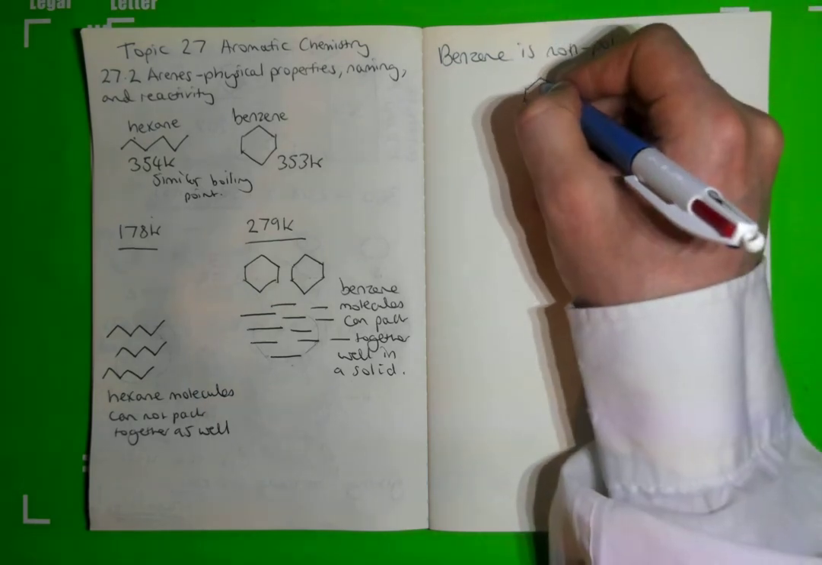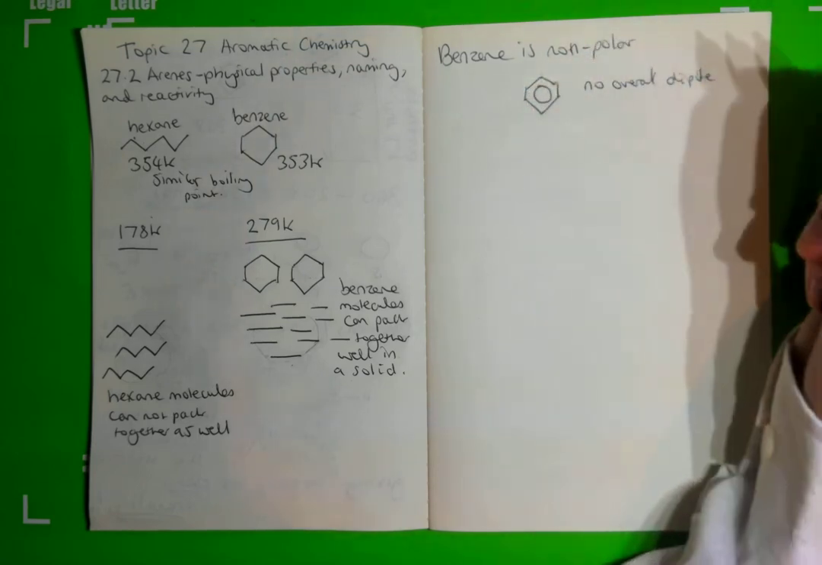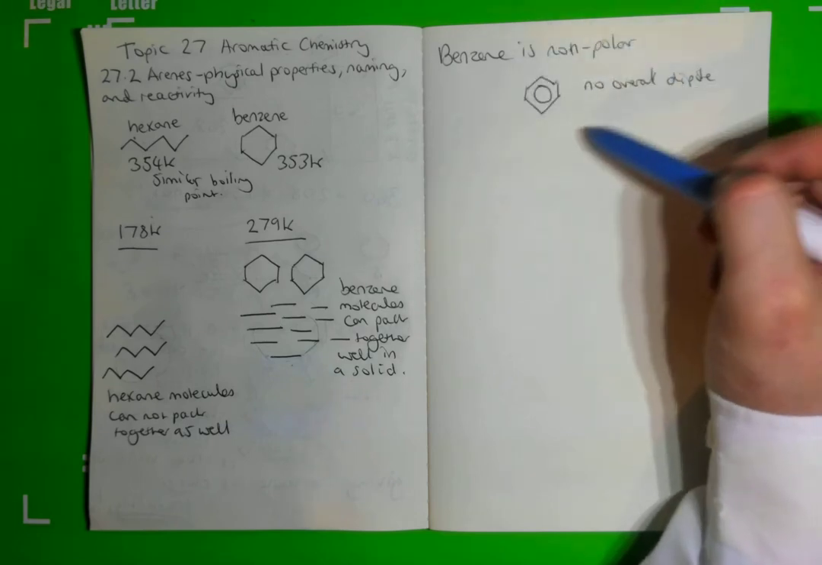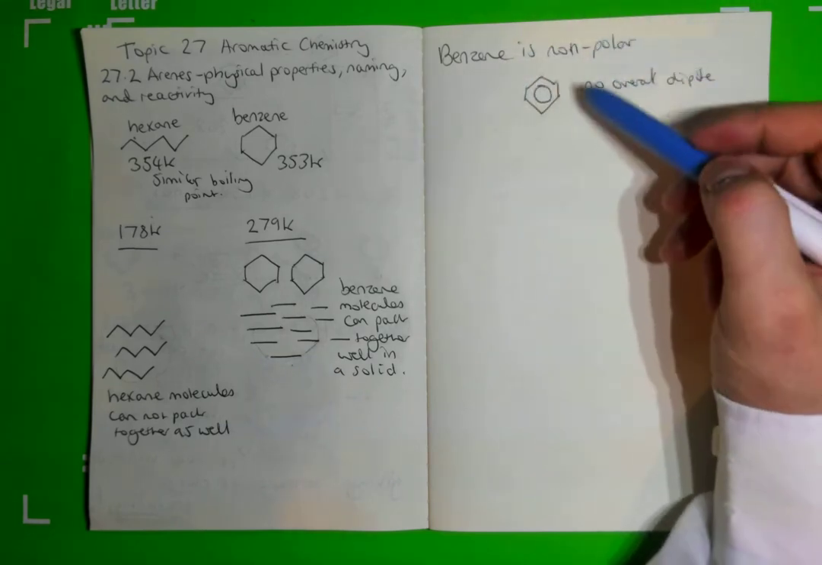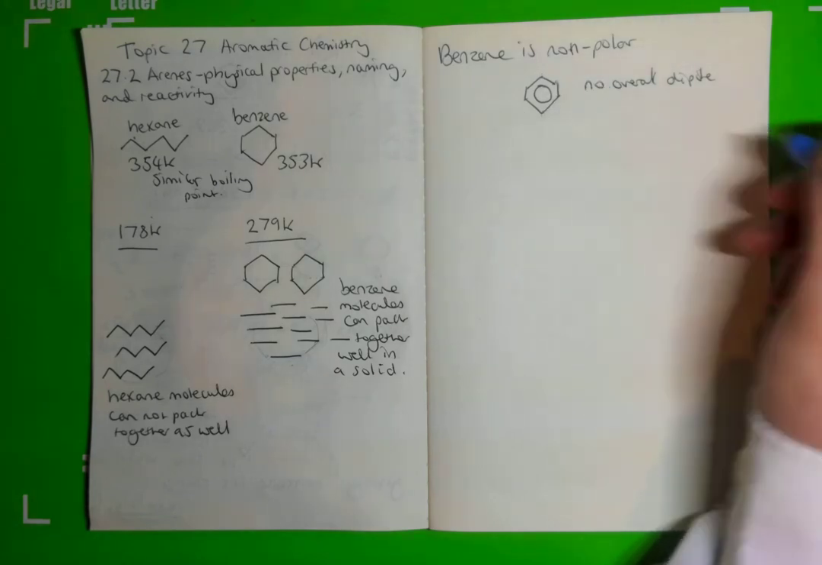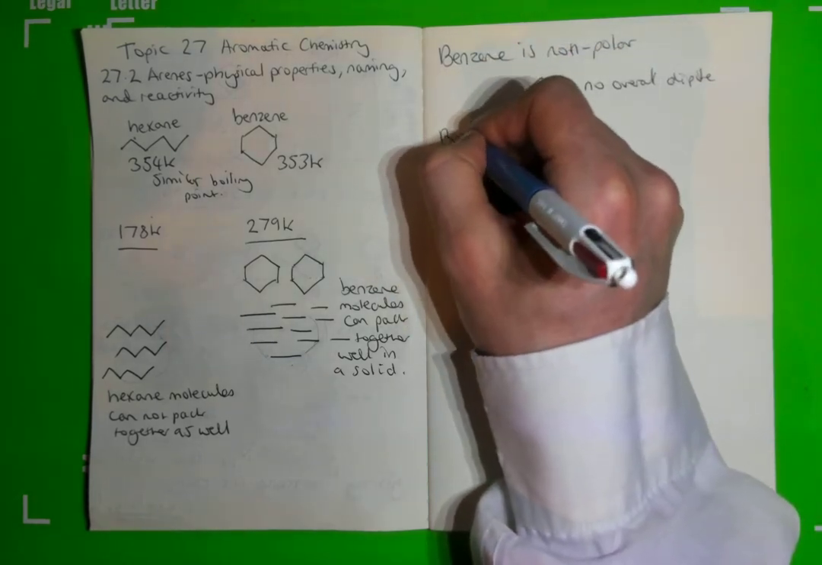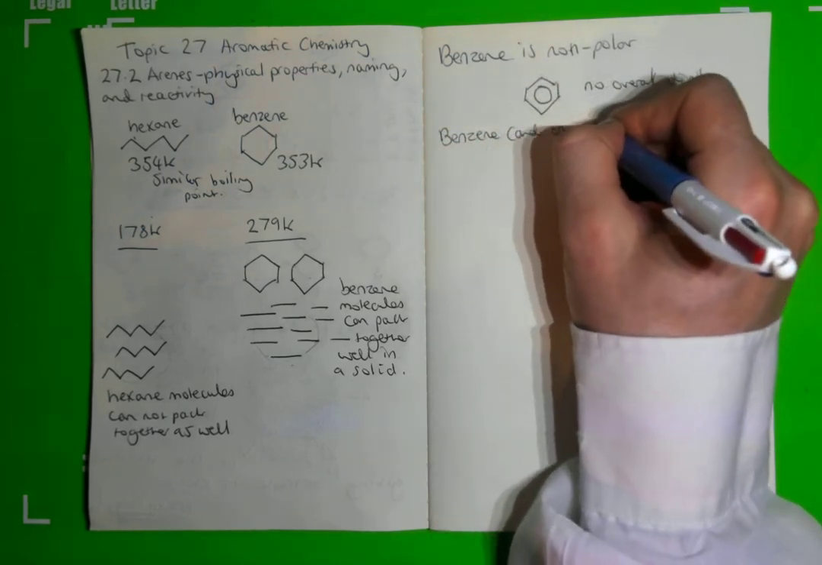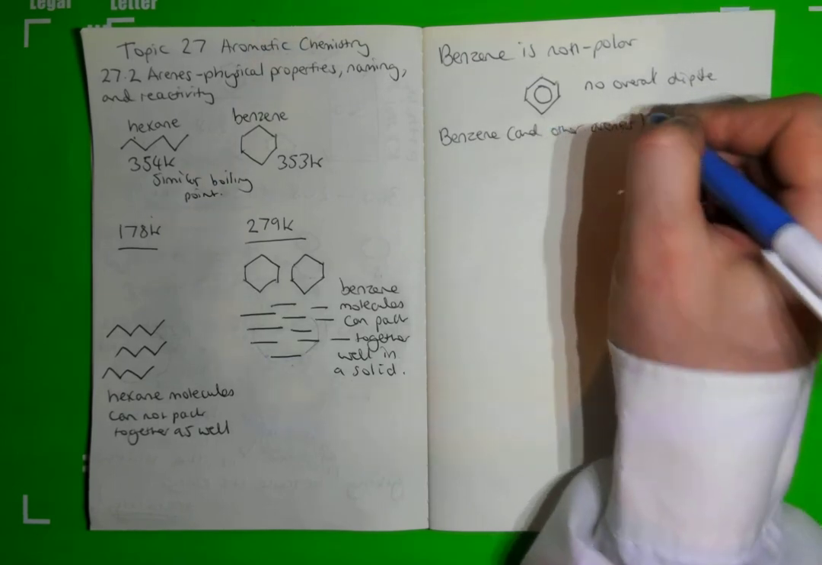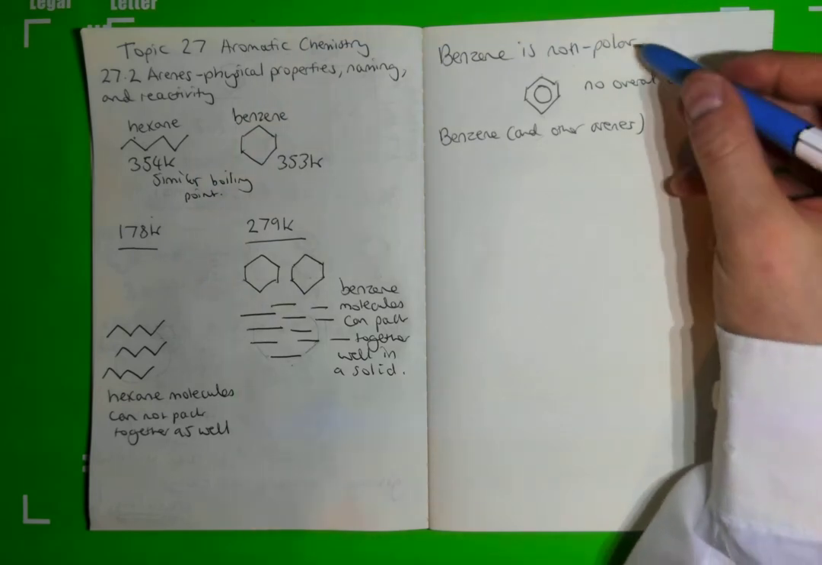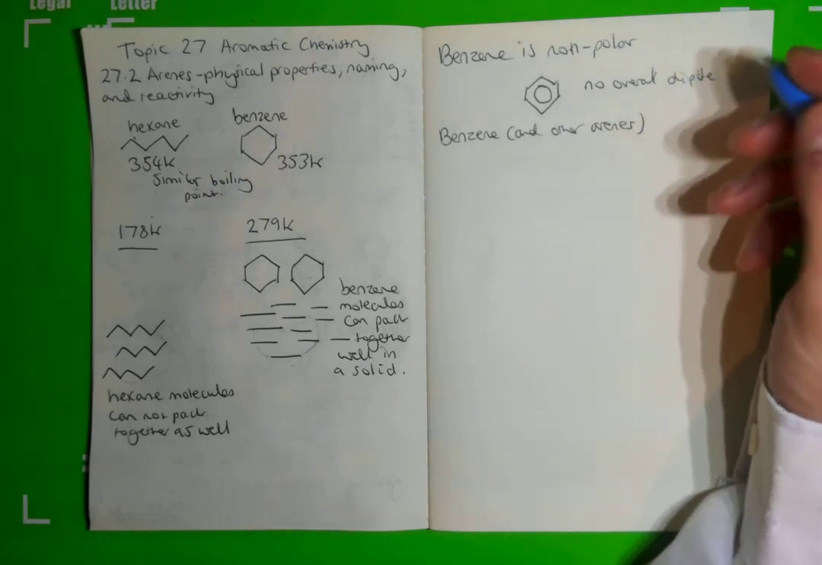However, remember we've got cyclohexa-1,3,5-triene, which is actually benzene. We've got CHs here, and again, this is non-polar. There's no overall dipole. So just like hexane and cyclohexane, benzene and other arenes as well. Remember, an arene is just something which is based on benzene. They do not mix with water. That's because they are non-polar, because they don't have an overall dipole.